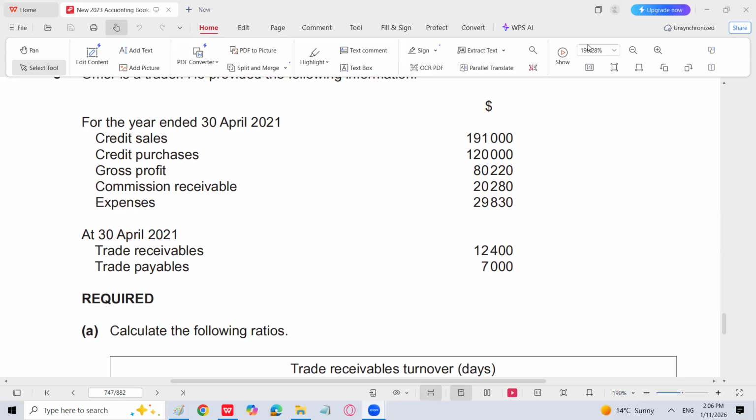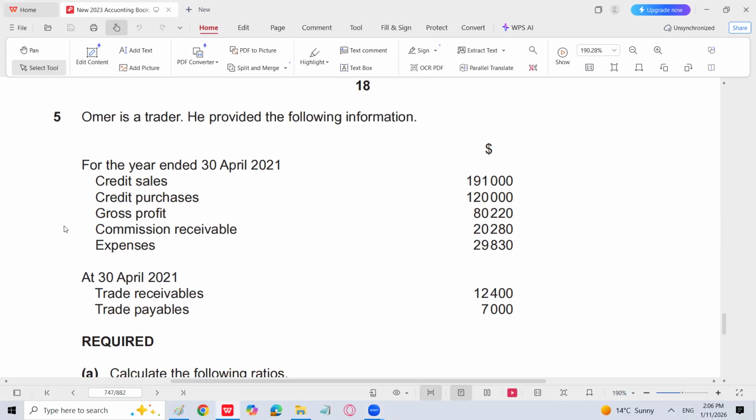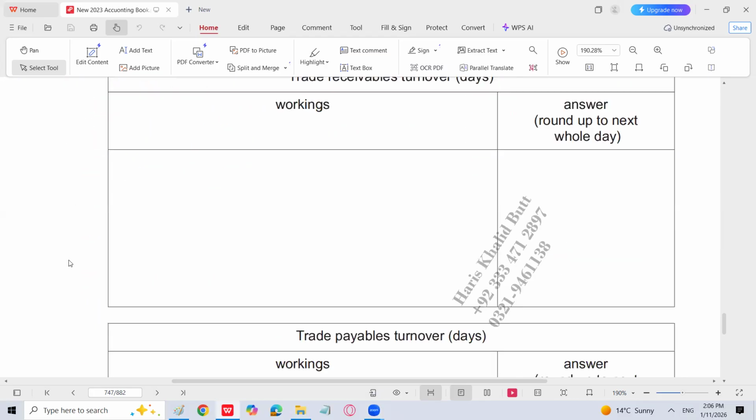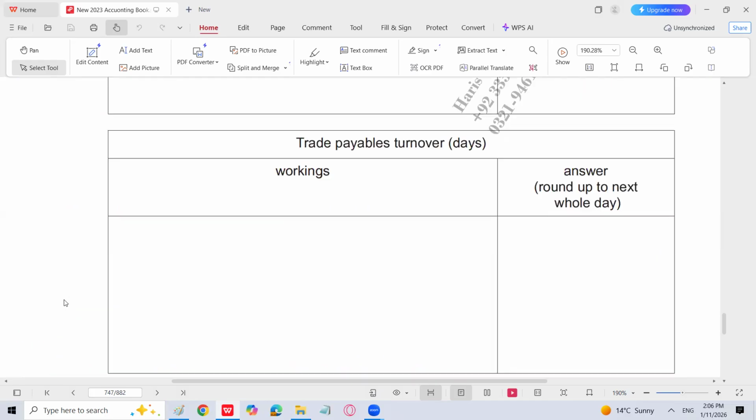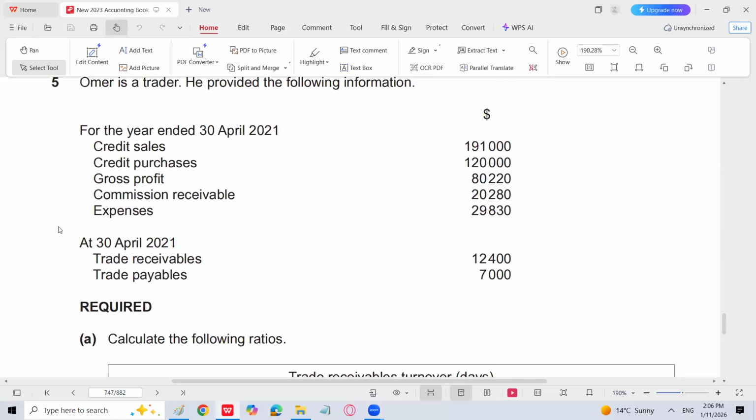I wanted you to bring your calculators with you because calculators are a must part of the solution. So let's see. This is question number 5, usually. This question has come in May, June 2021. So we are going to solve the question from ratios, O level 7707, IGCSE 0452, May, June 2021 variant. So let's see.